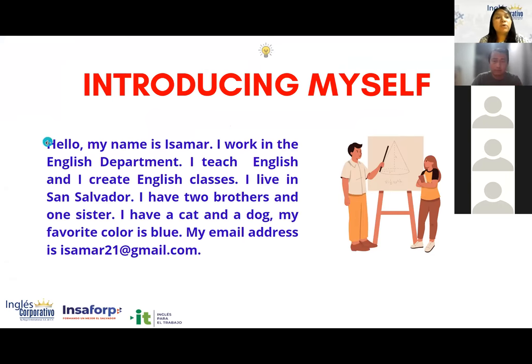So, hello. My name is Isamara. I work in the English department. I teach English and I create English classes. I live in San Salvador. I have two brothers and one sister. I have a cat and a dog. My favorite color is blue. My email address is, this is invent, okay? Invent your email address. isamar21@gmail.com. Y lo manda al chat.